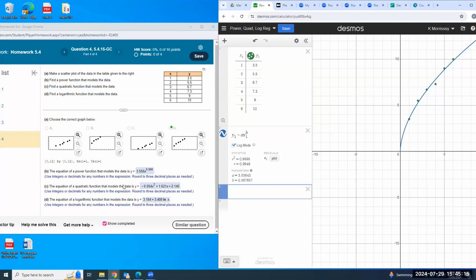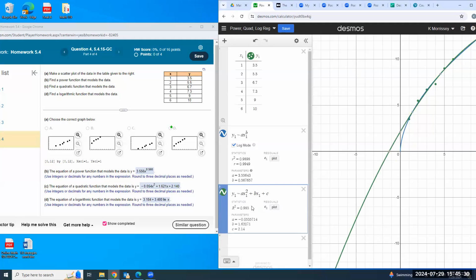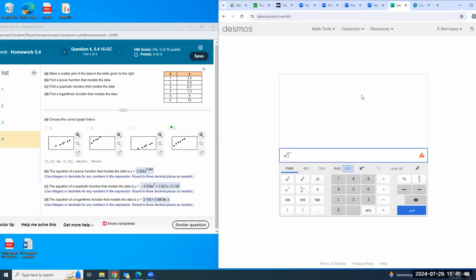Let's go ahead and do it again, but for a quadratic function. So y sub 1 equals a x sub 1 squared plus b x sub 1 plus c. And again, for your correlation coefficient, if we are looking for it, we would square root that value because it's r squared, and we do not need r squared. We're really looking for just r, which I forgot to round, 0.985. So that's going to be 0.9925.